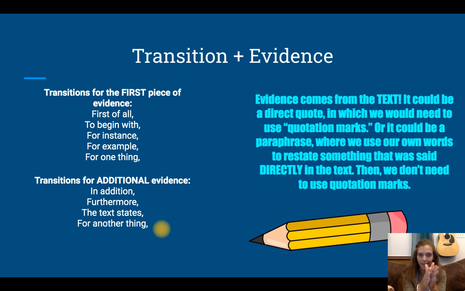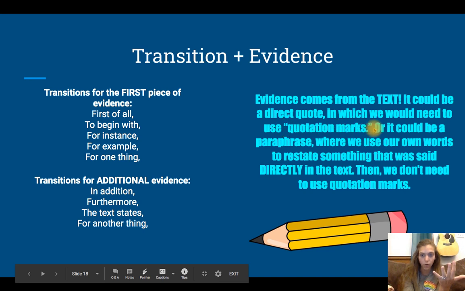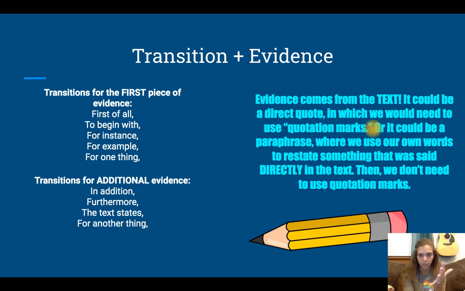That's not evidence. Evidence comes from the text. It's proof. It's something that you can give to your reader to say, this proves my answer. It could be two things. It can be a direct quote, in which we would have to use quotation marks around the words that are not yours, around the words that you're getting from the author. You gotta use quotation marks. Or it could be a paraphrase, where we use our own words to restate something that was said directly in the text. Then we don't need to use quotation marks.